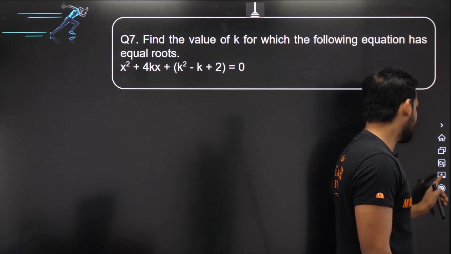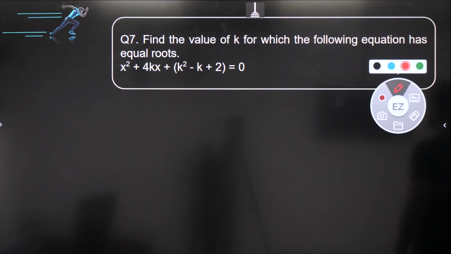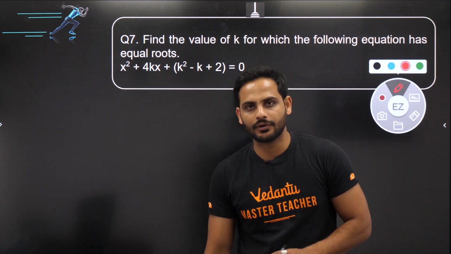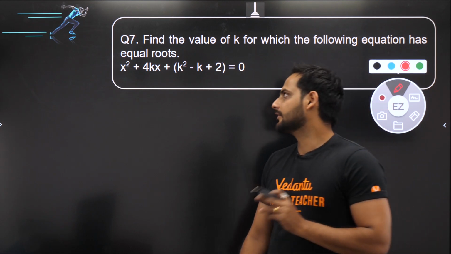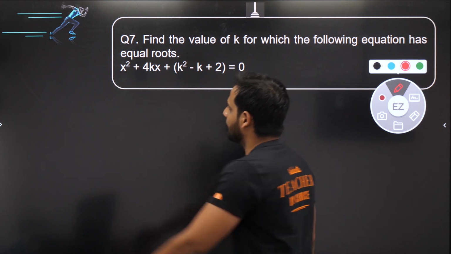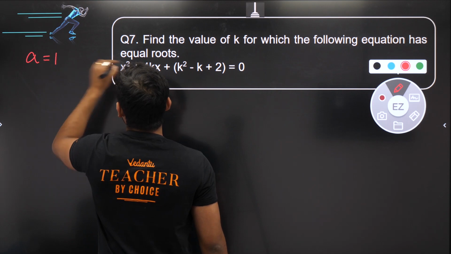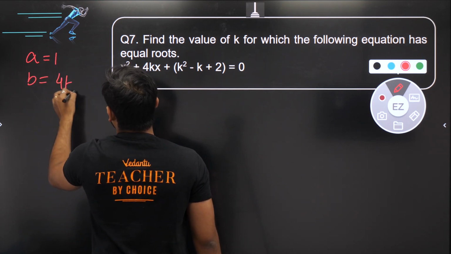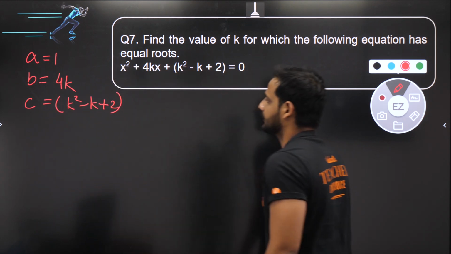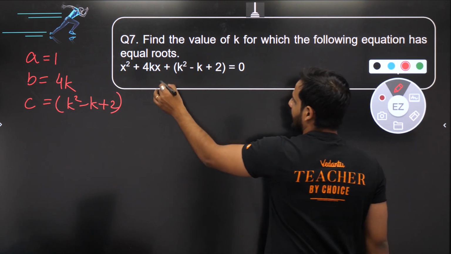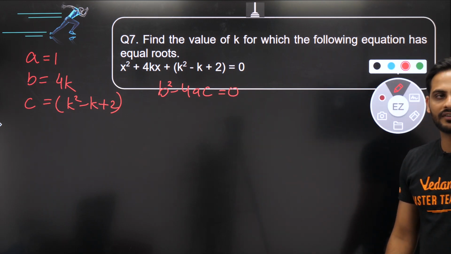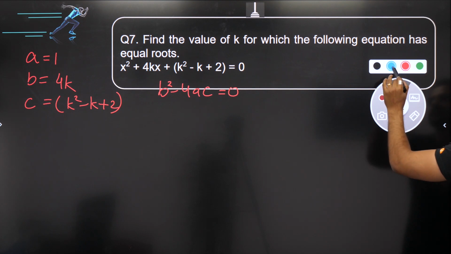If the quadratic equation is given and it is asking for equal roots, we can clearly say it will depend on b square minus 4ac, that is your discriminant, which has to be 0. So my main aim here is to get the discriminant equal to 0. Now understand, this is a quadratic equation in x. So the value of a will be equal to 1. The value of b, the coefficient of x, will be 4k, and the constant term will be k square minus k plus 2. Correct? Now b square minus 4ac should be equal to 0. So let us do that.